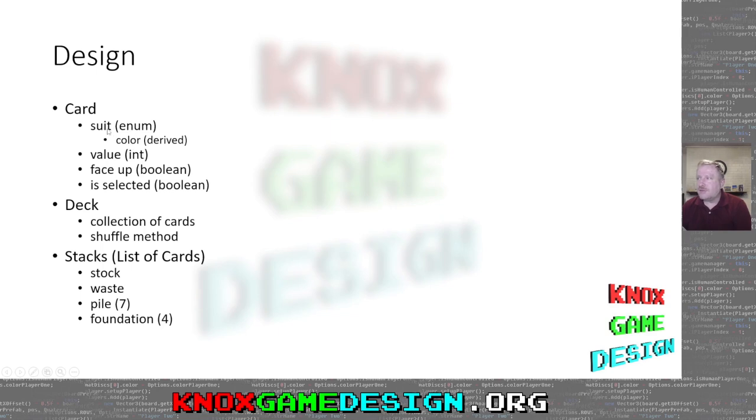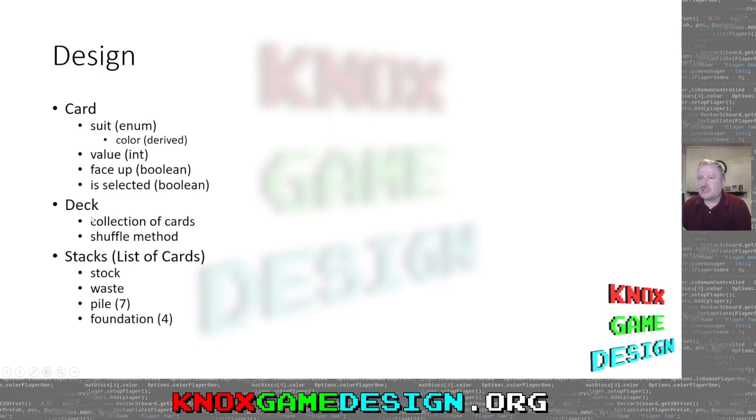The suit's going to be an enum, and then the card's going to have a value. So basically what I did is I assigned 1 for the ace, and then the actual number value for the number cards, and then 11 for a jack, 12 for a queen, 13 for a king. You could have started out with a 0 as ace, and then 1 as 2, but that gets really confusing really fast. So that was the easiest approach that I took. Each card is going to have a face up or face down value, whether it's showing the face or it's hidden. And then we're also going to have an is selected for moving the cards around.